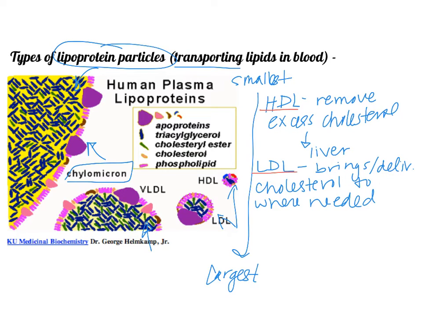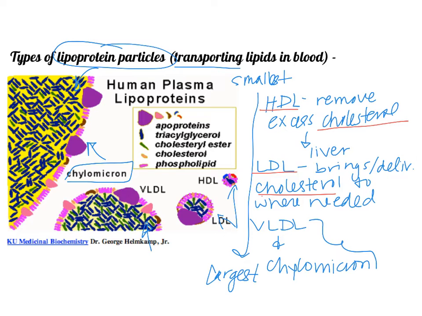So what you'll notice is that the HDLs and the LDLs are cholesterol transporters. So that's the lipid that they transport. Whereas VLDL is very low density lipoprotein particle, and the chylomicron, these transport TAGs.